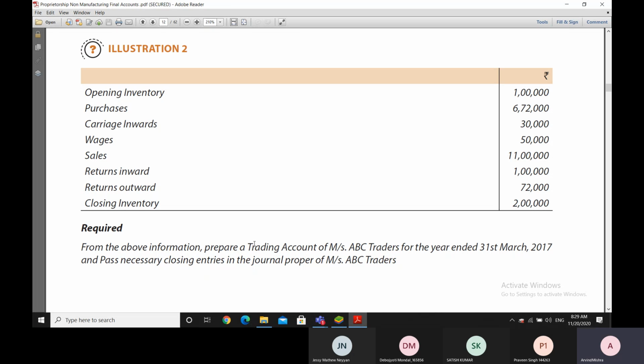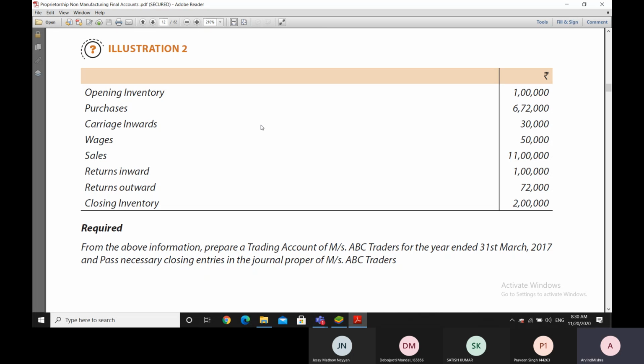So one is that we have to prepare the trading account. So obviously these are all the entries which need to come in the trading account. And apart from that, we are also to pass the closing entries in the journal. So we have already identified that to find out the gross profit, we make the trading account. And to find out the gross profit, we reduce the cost of goods sold from the total sales.